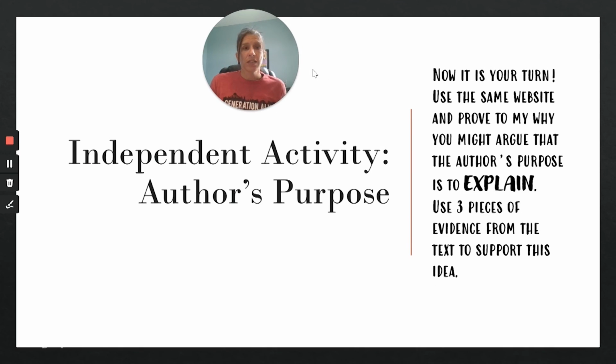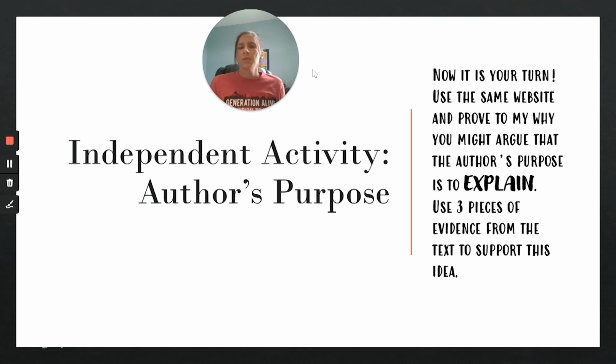So here's your independent activity on author's purpose. Now it's your turn. Use the same website and prove to me why you might argue that the author's purpose is just to explain. So use 3 pieces of evidence from the text to support this idea. And you might say, well, we said that it was to persuade. How can it be both explain and persuade?